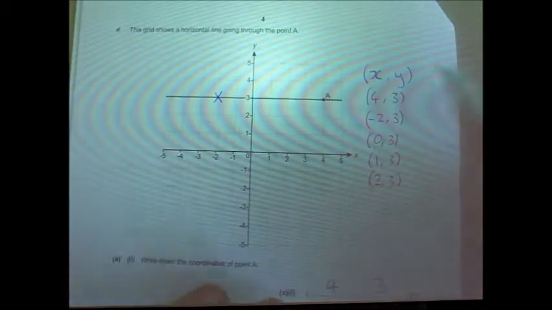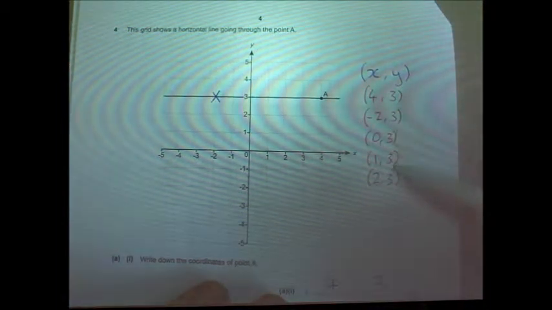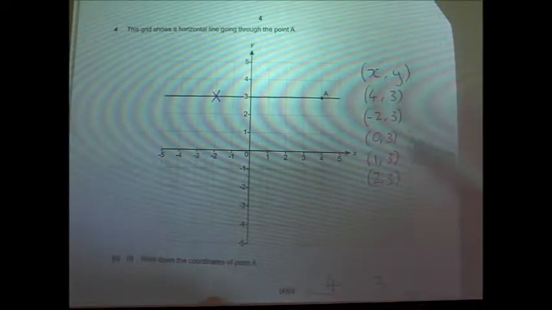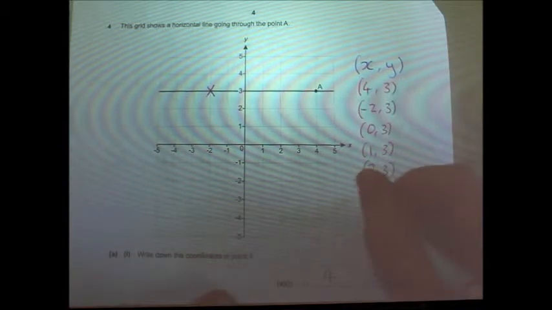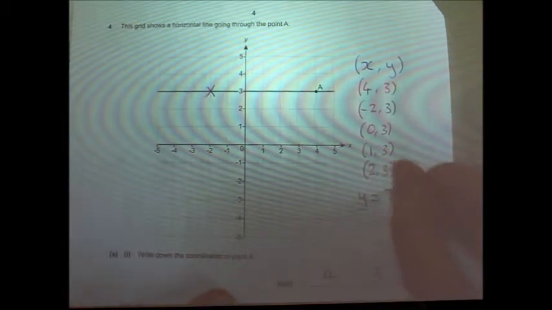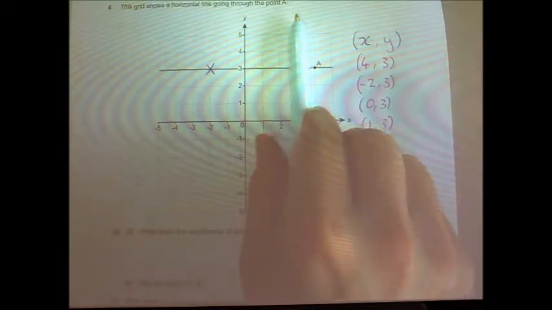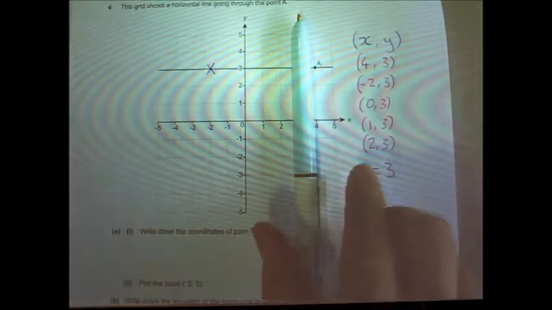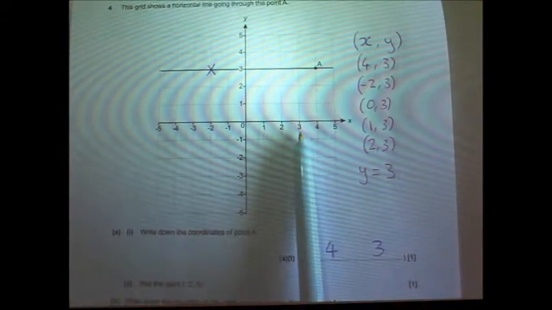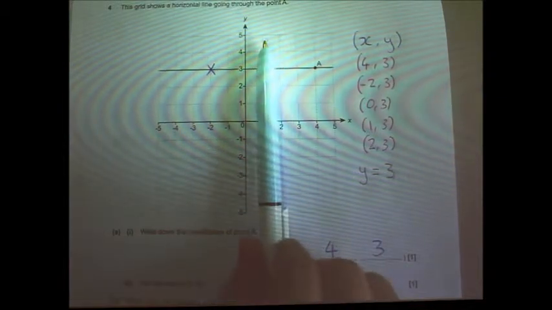Something you should notice here, that all the y values are 3. So it shouldn't surprise you to know that the equation of that line is y equals 3. So the answer is y equals 3. If you have a line going in a vertical direction, something like that, that would be x equals, well in this case it would be 3, or x equals 2, or x equals 1.